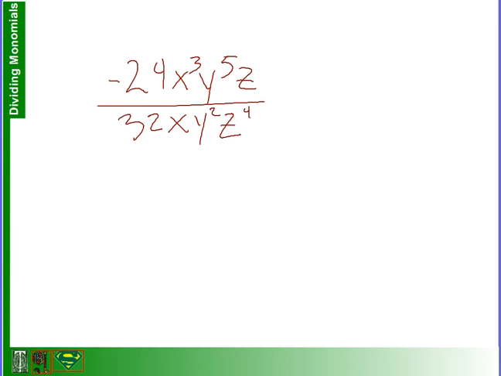This time, instead of dealing with smaller numbers, fewer exponents, fewer variables, now we have negative 24 x to the third y to the fifth z divided by 32 x y squared z to the fourth. So this is a little bit bigger of a problem. I want you to take a shot at this one. Break it apart into its pieces, and then simplify and put everything back together. It can be in as many parts as you can. This one we're going to have a lot more parts.